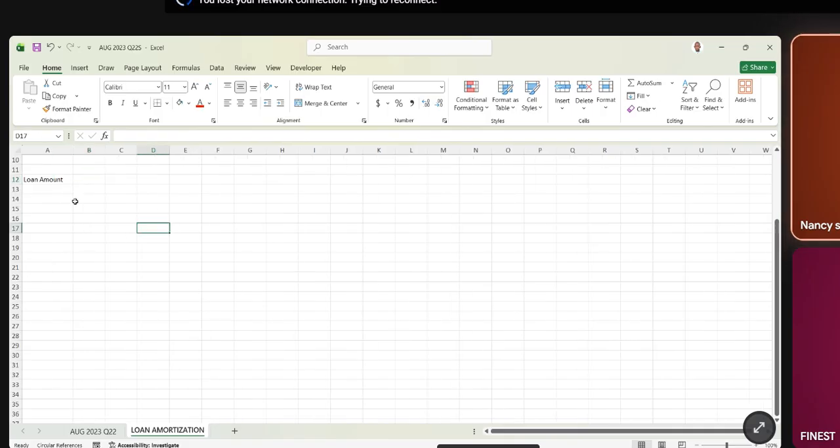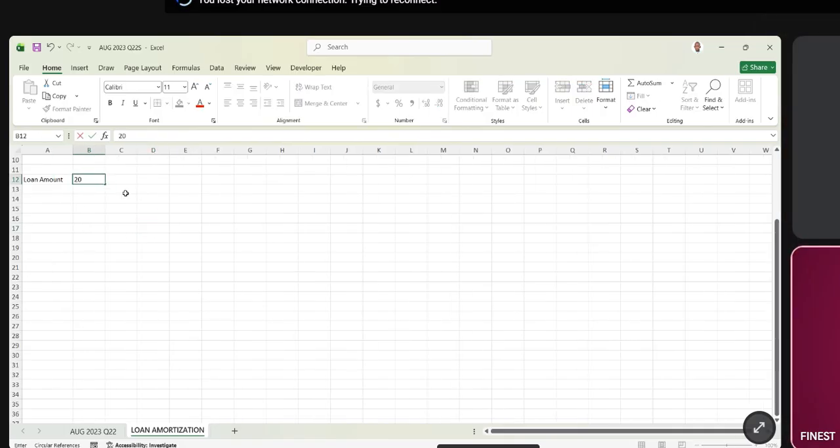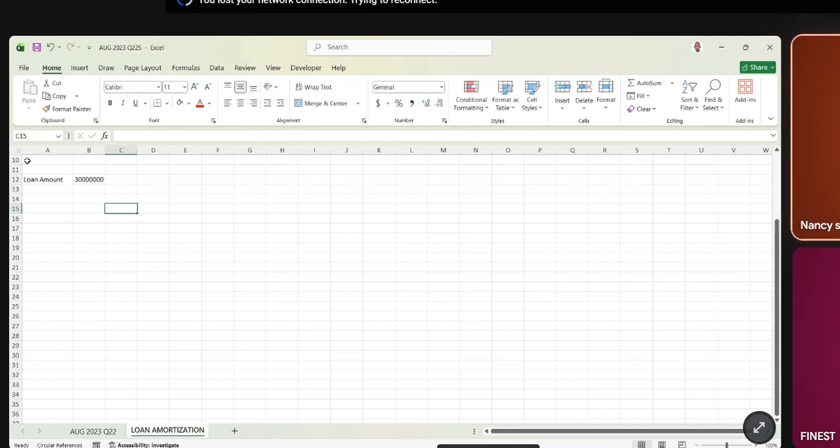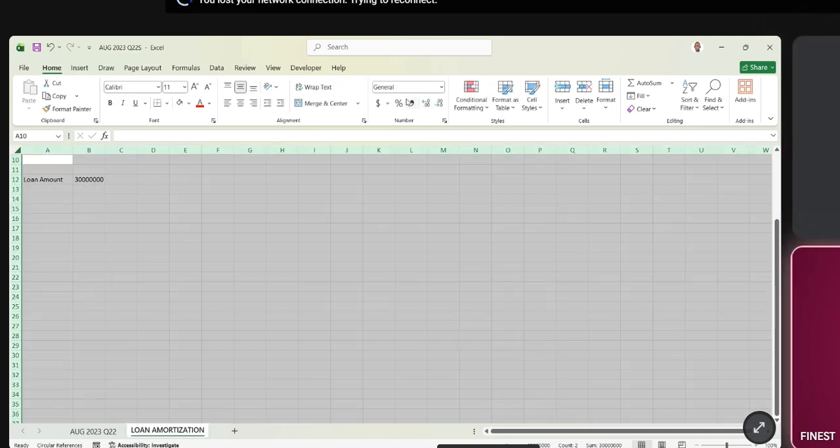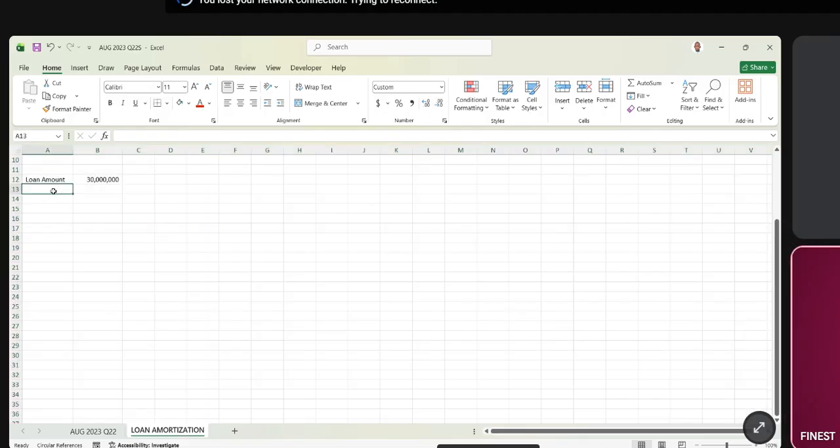Let's say we have a loan amount of 30 million. Allow me to use the whole of it like that. Let's say we have the duration equal to 120 months.